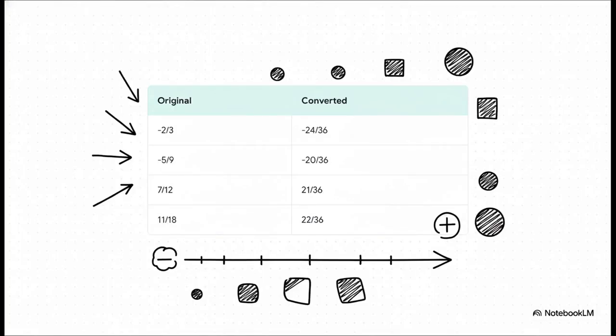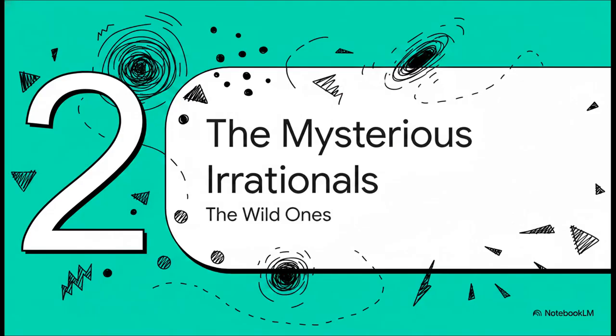And look at that! Once we convert them, everything becomes so much clearer. Minus 2 by 3 becomes minus 24 by 36, minus 5 by 9 becomes minus 20 by 36, and so on. Now it's a piece of cake to see the order. Minus 24 is the smallest, then minus 20, then 21, and finally 22. So our final order is right there. See? Simple.